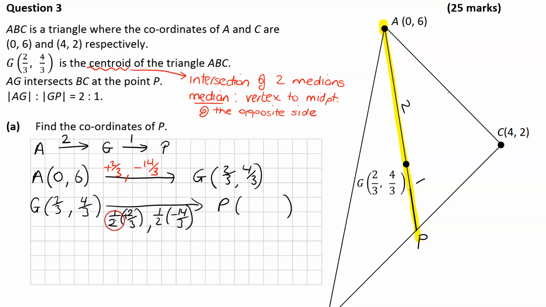So what I actually need is a half of 2/3, which is going to give me plus 1/3. And this one here is obviously going to give me minus 7/3. So I've literally halved the ones on top because it's 2:1. So then 2/3 plus 1/3 is 1, and 4/3 minus 7/3 gives me minus 1. So there's my P to be minus 1.